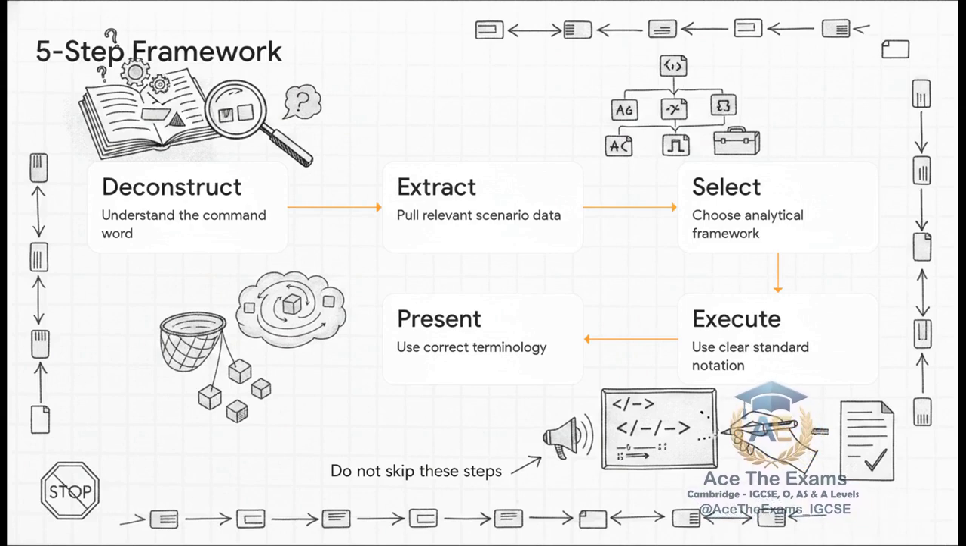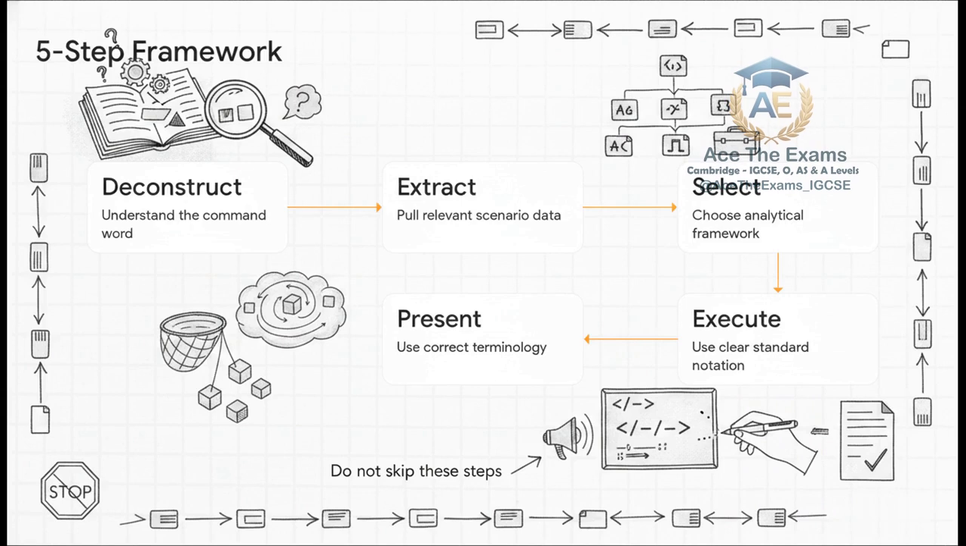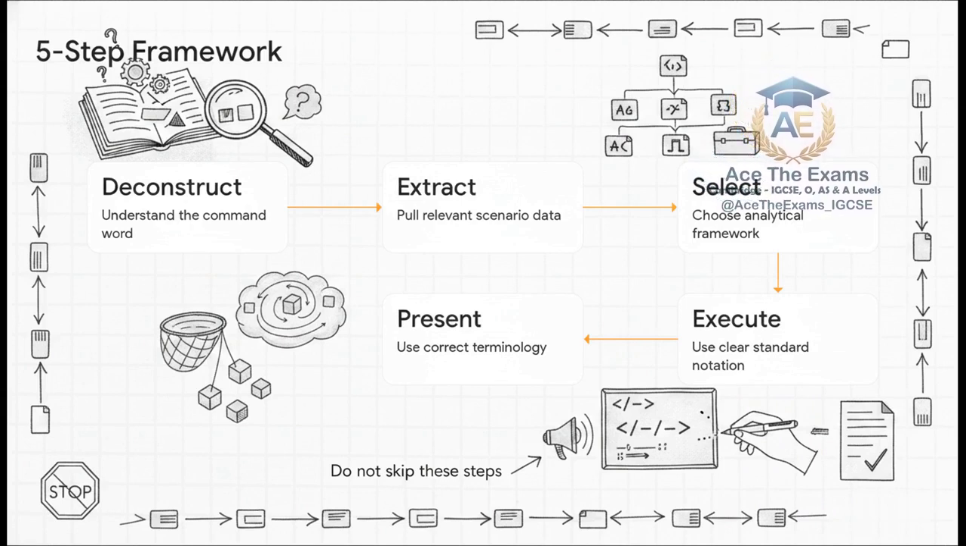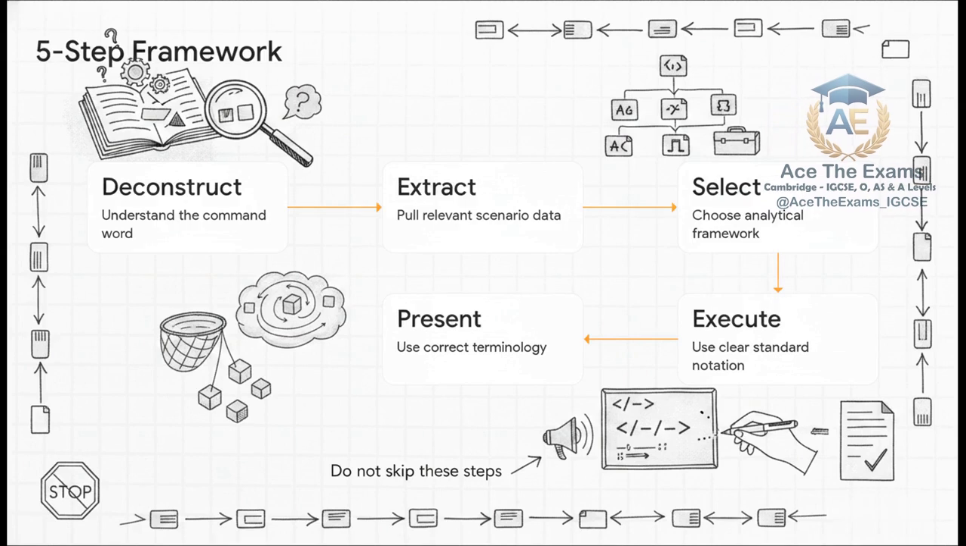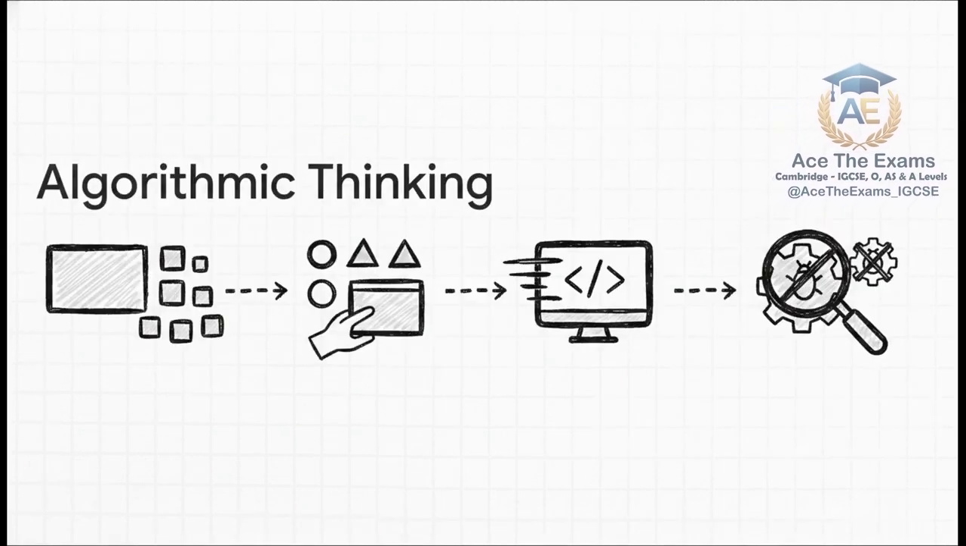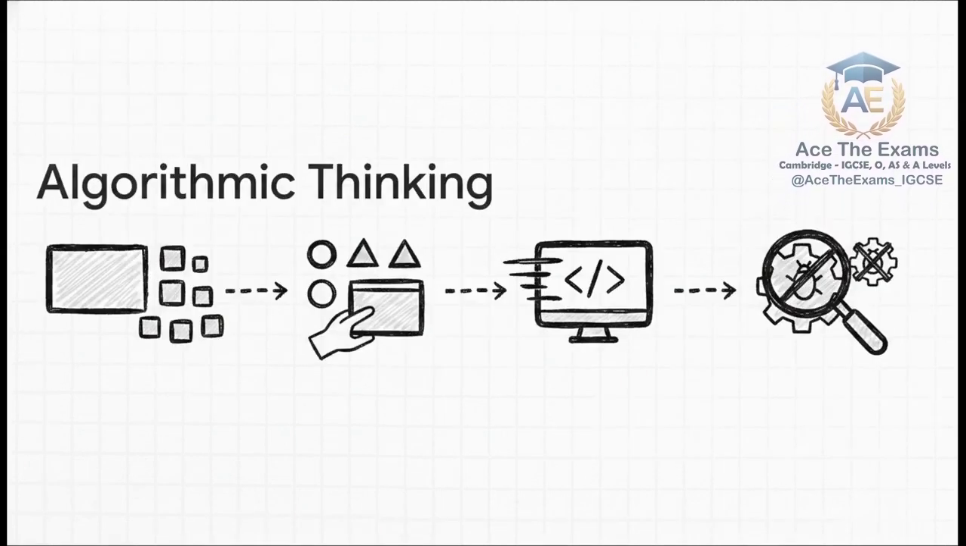Do not skip a single one of these steps. Remember Sam? Sam skips straight to step 4, totally misses the command word, and completely blows the answer. This 5-step blueprint is how you guarantee you are answering the question they actually asked, not the one you wish they asked. Now let's zoom in closely on step 4, execute.